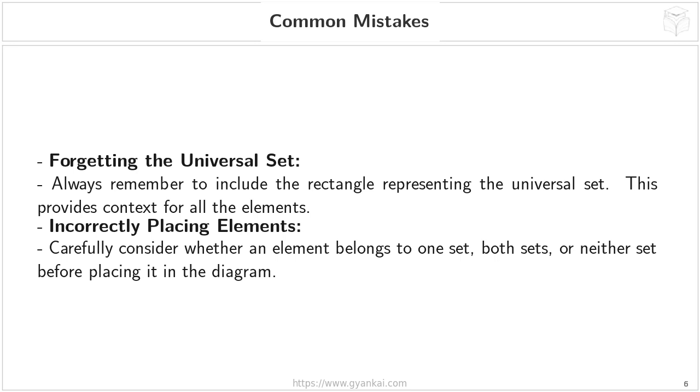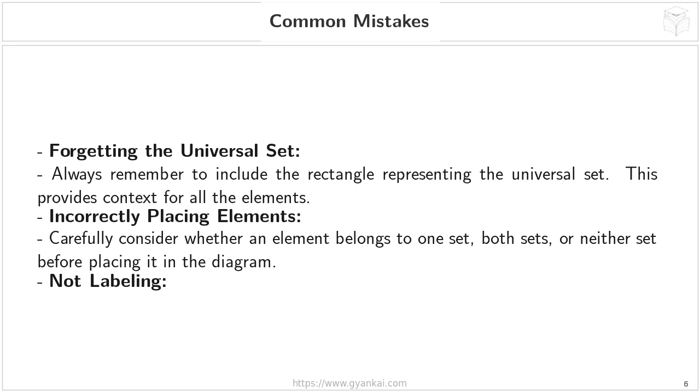If it's in both, it goes in the overlapping region. If it's only in A, it goes in the part of circle A that doesn't overlap. If it's in neither, it goes outside the circles, but inside the rectangle representing the universal set. Taking a moment to think through this for each element will save you a lot of frustration.